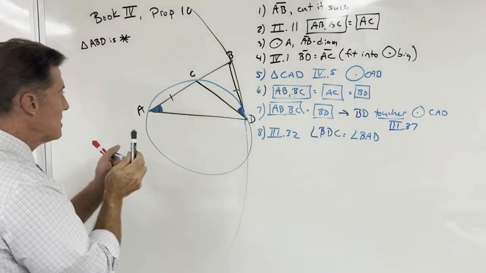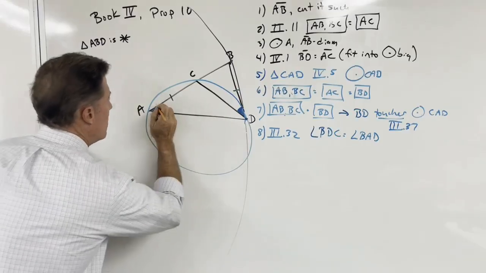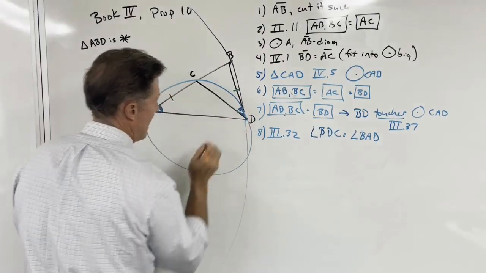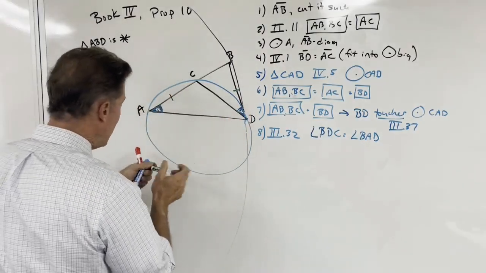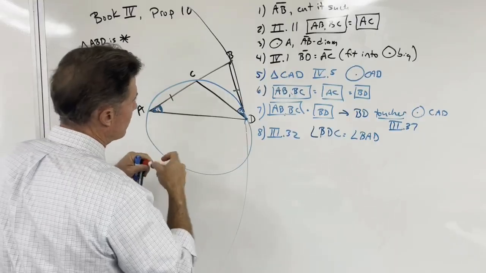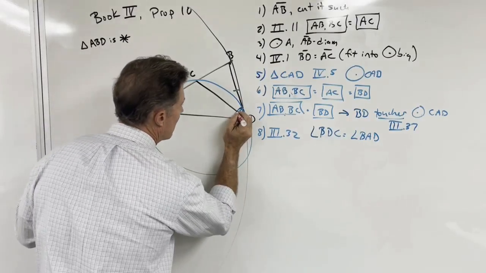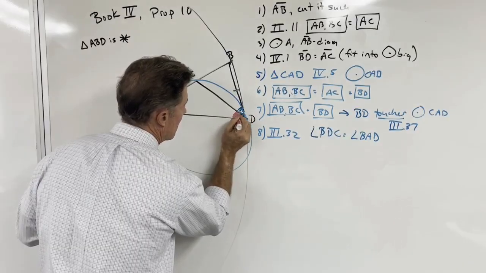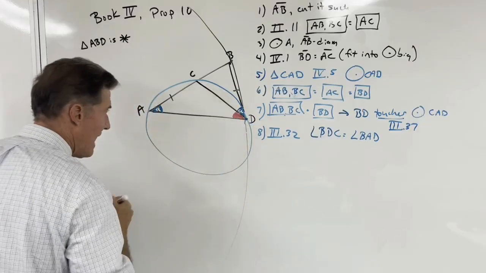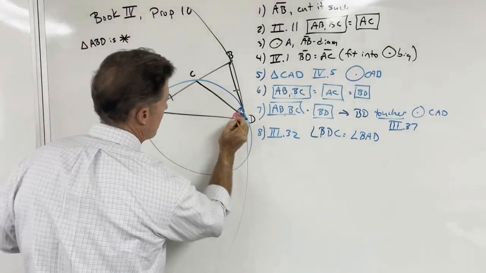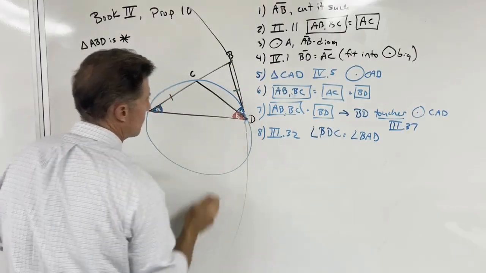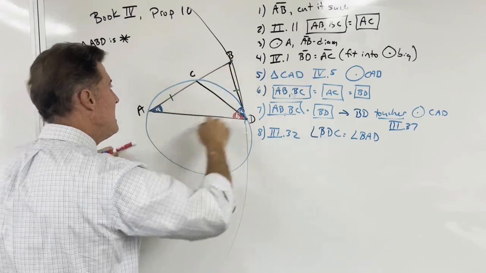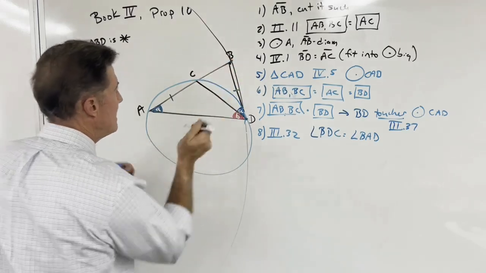Okay, so now let's give that a name. We'll call this angle A. That's its value. All right. So now let's add this angle to the mix. Okay? And we'll call that angle B. Now, look at this angle here, BCD.